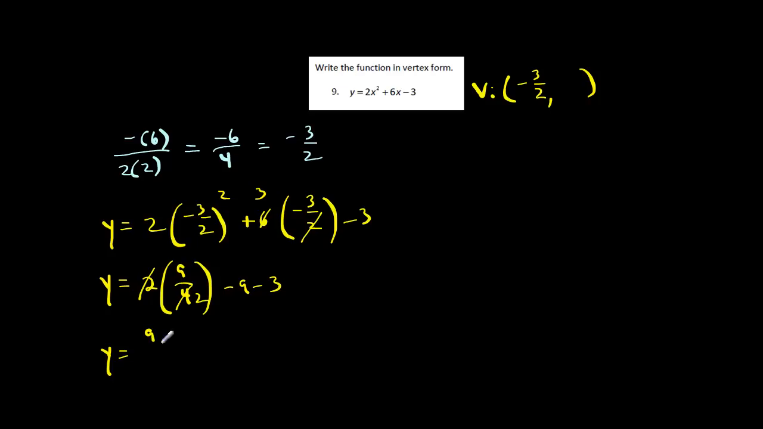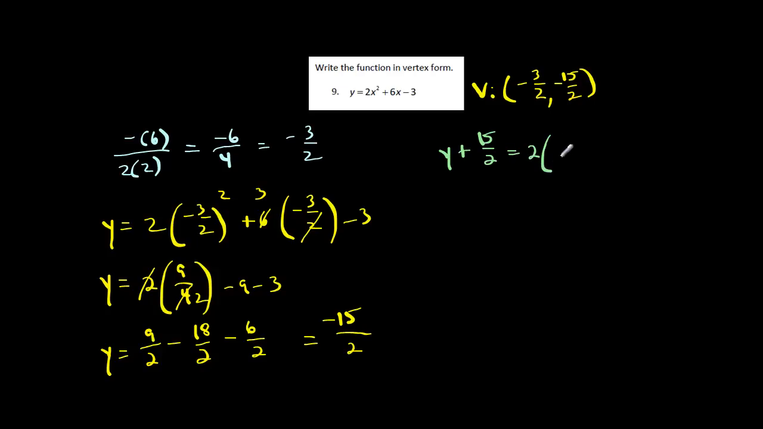So 9/2 minus 18/2, we can make this halves, minus 6/2. 9 minus 18 is -9. -9 minus 6 is -15. So in vertex form, it will be y plus 15 halves equals 2 parentheses x plus 3 halves squared.